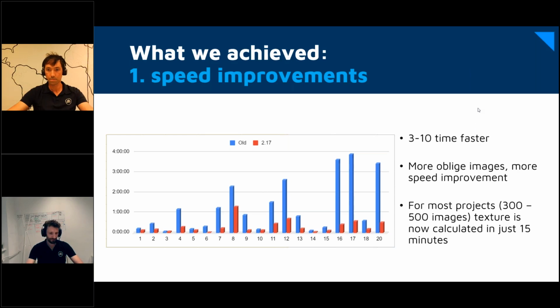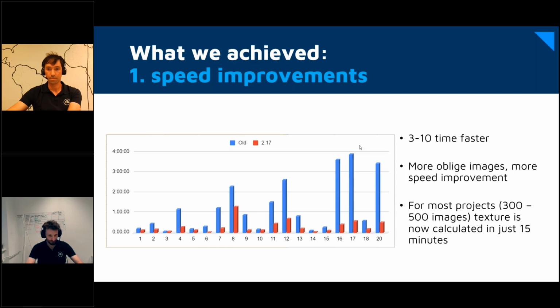As you can see down there, these are 20 data sets. They have been calculated on different computers, more on that later, because the benefits depend on your hardware, of course. But generally, you can see that in every test case, the new algorithm was significantly faster, on average 3 to 10 times faster.